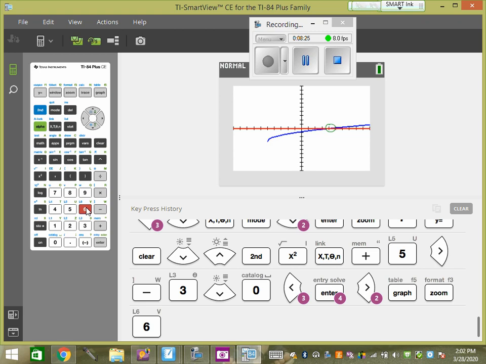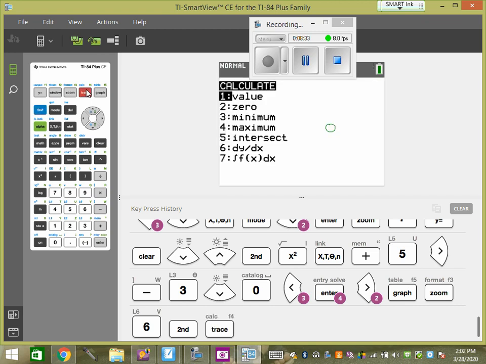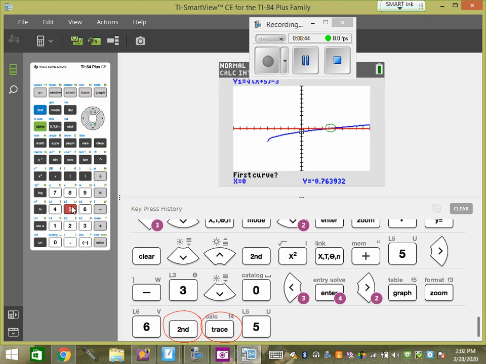How do we find out where they intersect? We do second trace, because behind trace is calc, and we want to calculate the intersection. So we're going to go second trace. It shows it down here. Second trace intersect, which is number 5. See, it shows it down here, number 5.